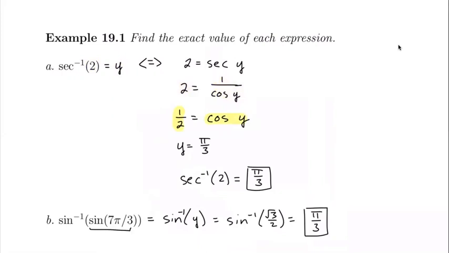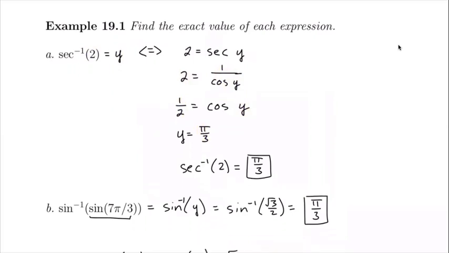And now we've arrived at a place where we can more easily evaluate this and say, okay, what angle or what value do I plug into cosine to get 1/2? And we just recall that that's the angle pi over 3. So y is equal to pi over 3. Secant inverse of 2 is pi over 3.